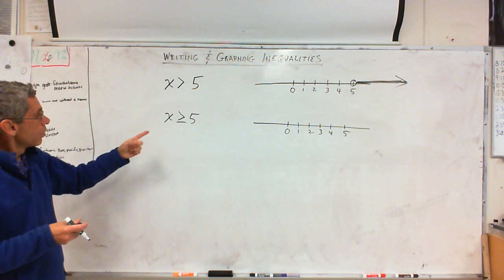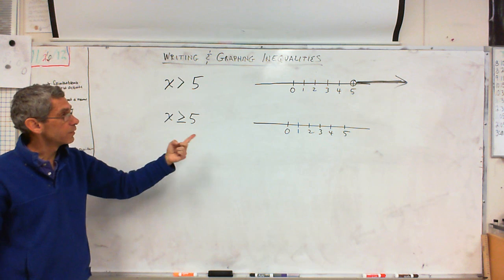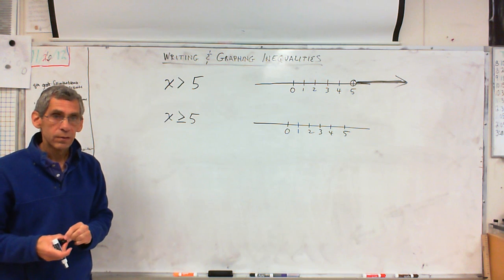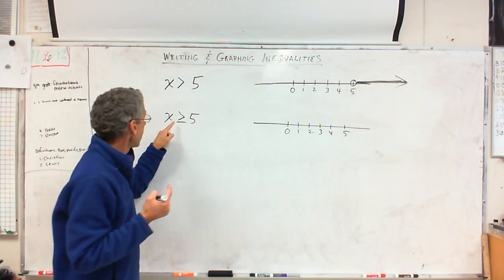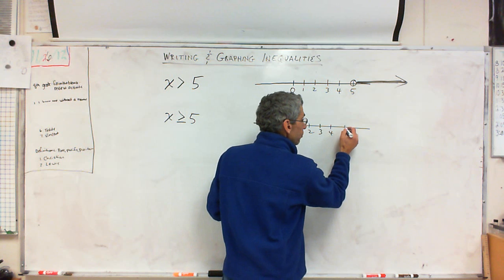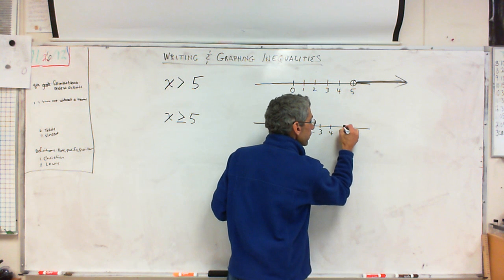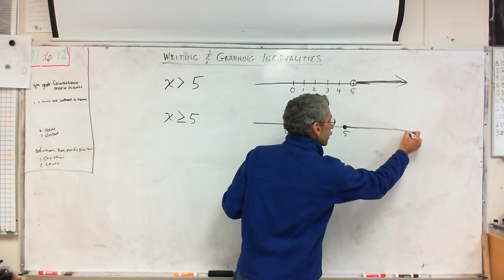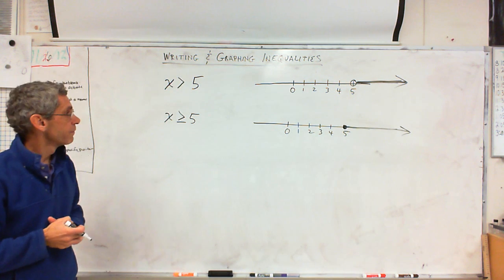Okay. Now, what would you think would be the difference between this one and this one in the graph? Okay, Amy. It would be a filled-in dot, because it includes the 5. It says x is not only greater than 5, but it also equals 5. So it's okay to put a solid dot to show it equals 5. There's my solid dot, and then I do a nice big thick line and an arrow. And that's the difference, okay?